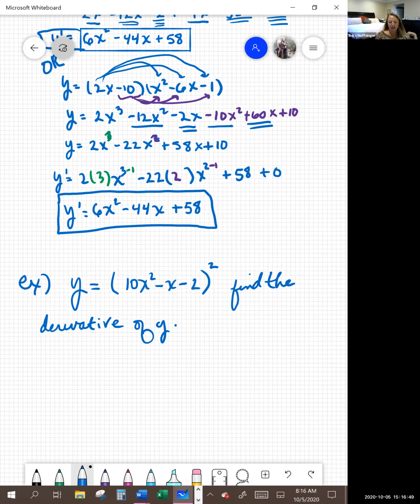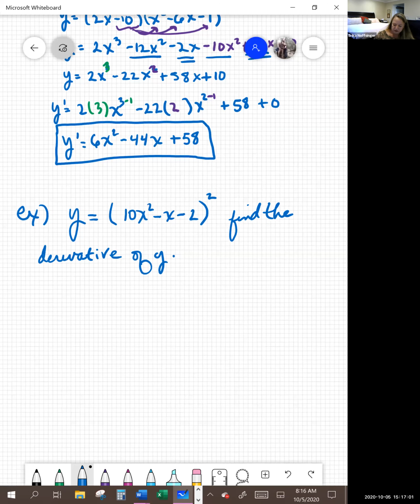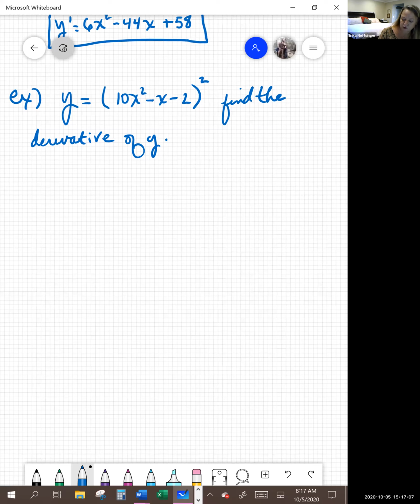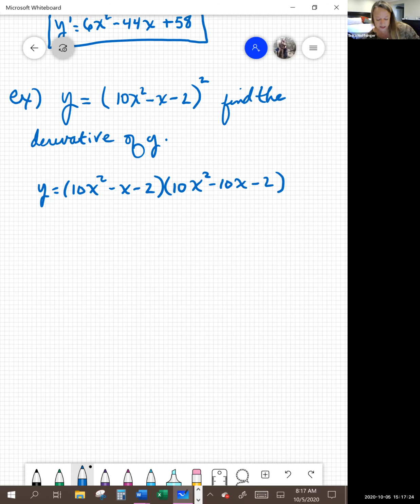But right now we don't know the chain rule, and so we could not just go forward and take the derivative of this. But we could rewrite it so we could take the derivative, right? So we could rewrite this so that y equals, the square out here is telling us just to rewrite this twice. So it's whatever's in the parentheses multiplied by itself. So from this point, we could either expand or we could use the product rule.